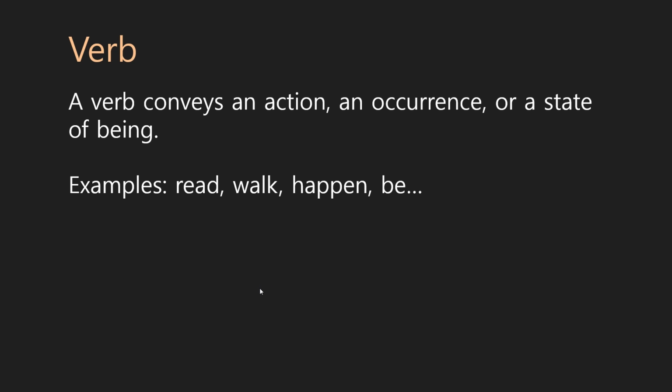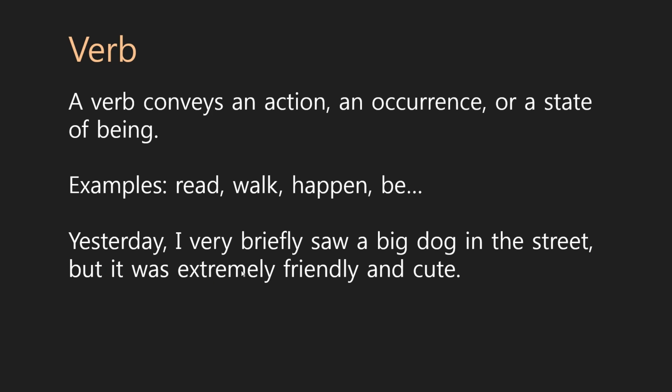Okay, so next we have verbs. Super important parts of speech. Verbs convey actions, occurrences, or states of being. So, usually we just think of them as actions, and it's fine to think of them as actions. To read, to walk, to happen, to be, are all verbs. So, if we look at the sentence again, I think we could see that there are a couple of verbs here. The verbs are saw, which of course is the past tense of see, and was, which is the singular past case of the verb be. So remember, we rarely use be as a verb directly. It's usually is, am, are, was, were, will be.